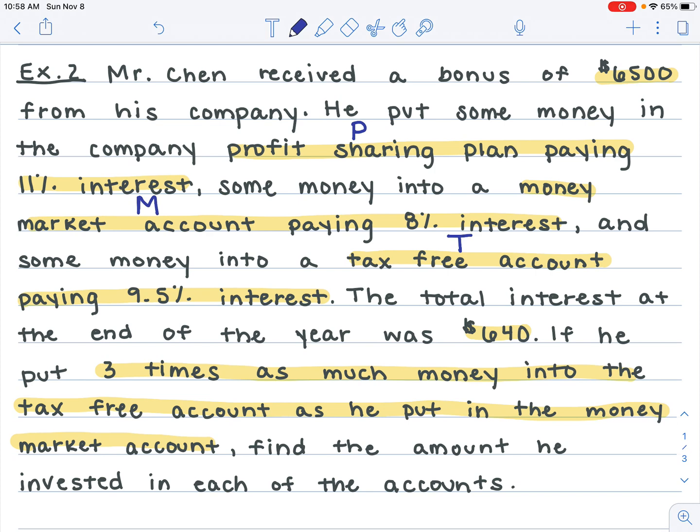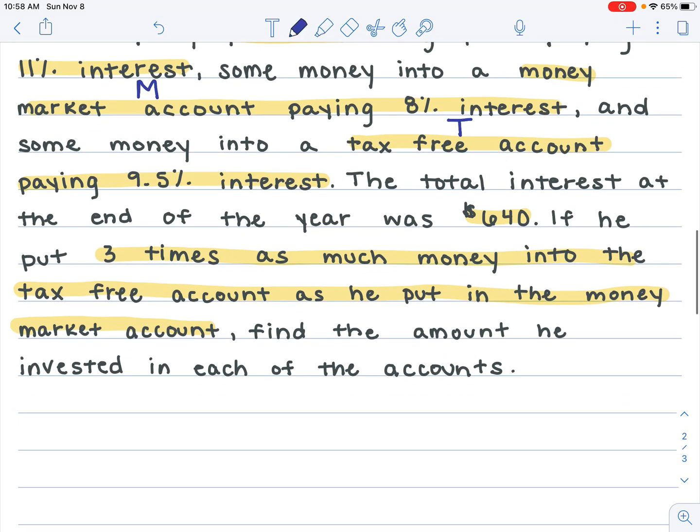All right, so we know that he uses all $6,500 of his bonus. So I think my first equation should be the amount he puts in the profit one, the amount he puts in the money market one, and the amount he puts in the tax-free one. That should equal the total amount he invests, which is $6,500.